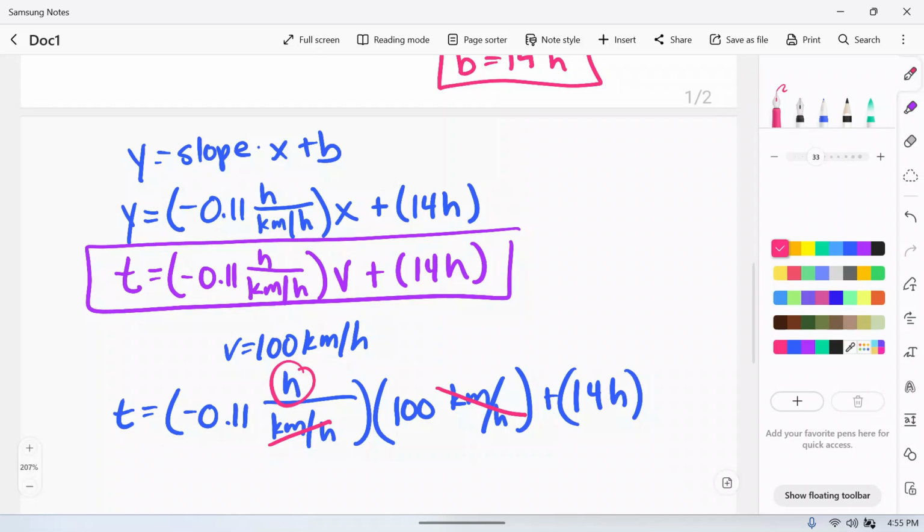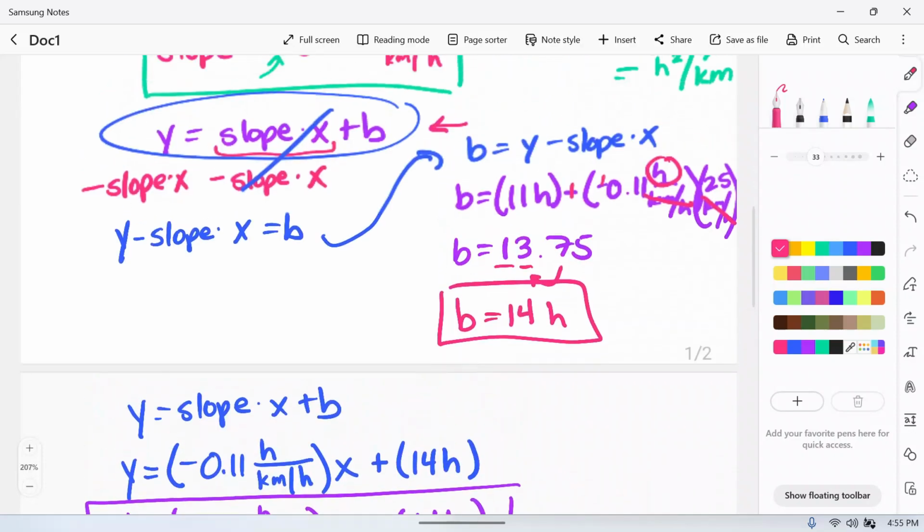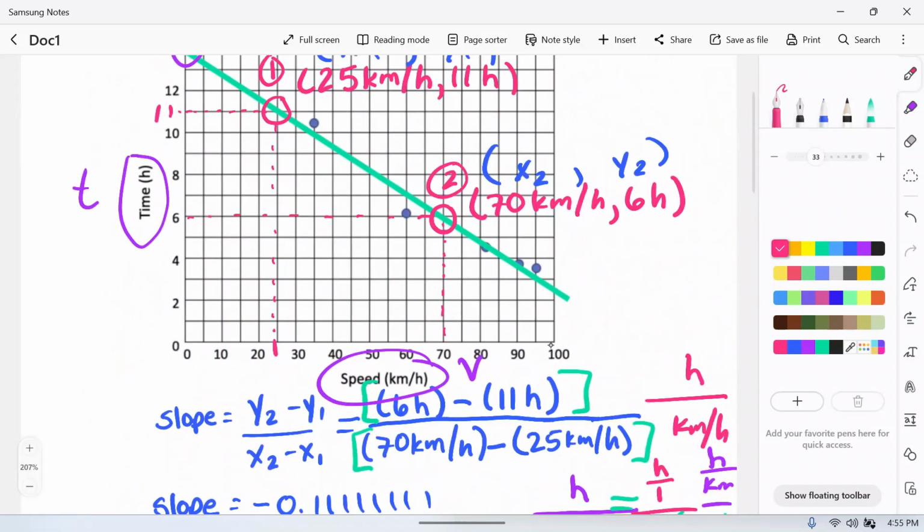So I'm going to get negative 0.11 times 100. And I'm going to add the 14. And this tells me that my time would be 3 hours. So if I was to go over here onto my graph and I was to look at 100, now when am I at 3? Well, I'm not quite at 3 now. This is a slightly different line than I had before. 3 would have been here.